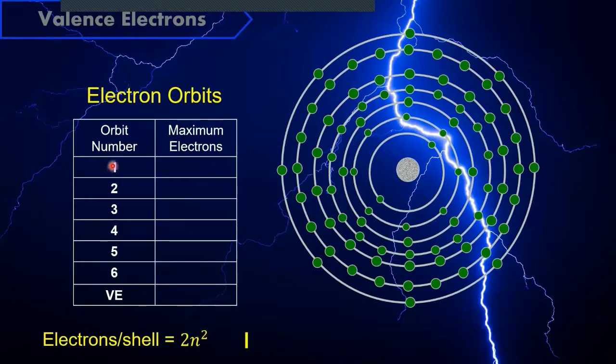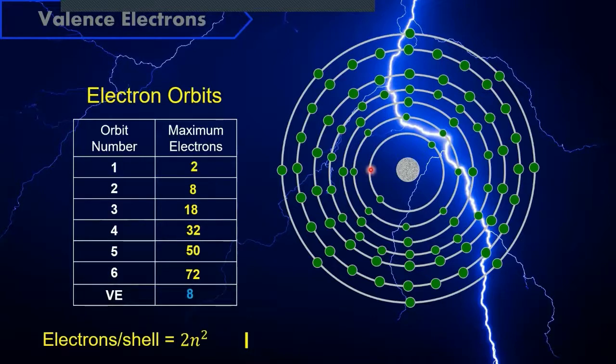Let's substitute 1, the first shell: 1 squared is 1, times 2 is 2. Substitute 2: 2 squared is 4, times 2 is 8. In the third shell, the maximum electrons would be 3 squared is 9, times 2 is 18. So the maximum number of electrons that the third shell can hold is 18. This is the result, showing the process of getting the maximum number of electrons.